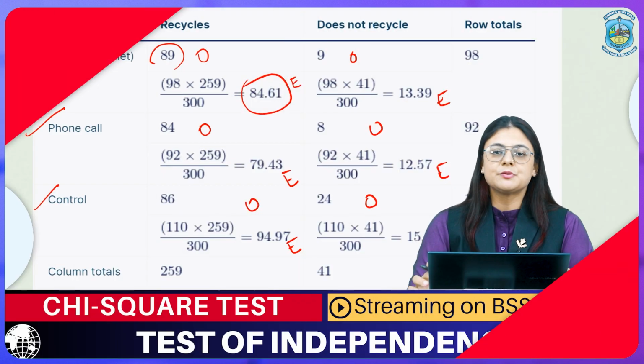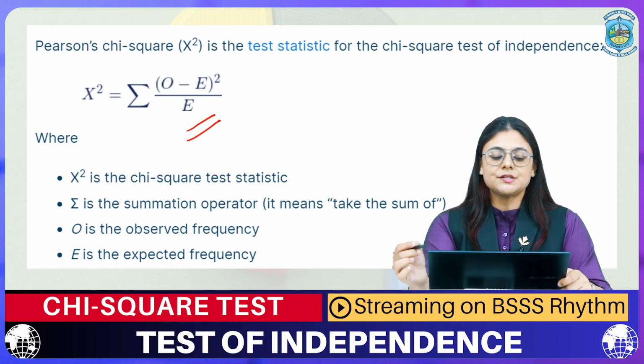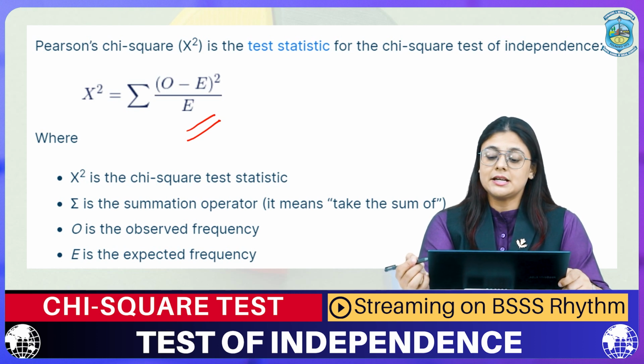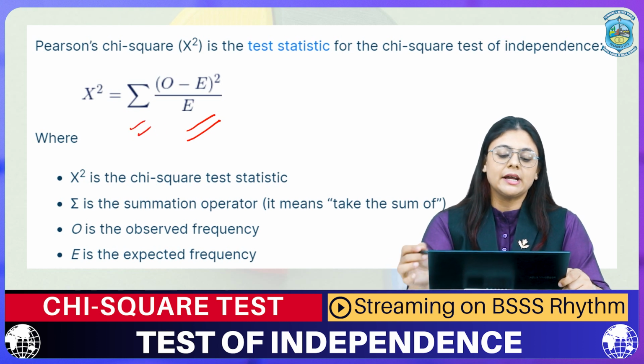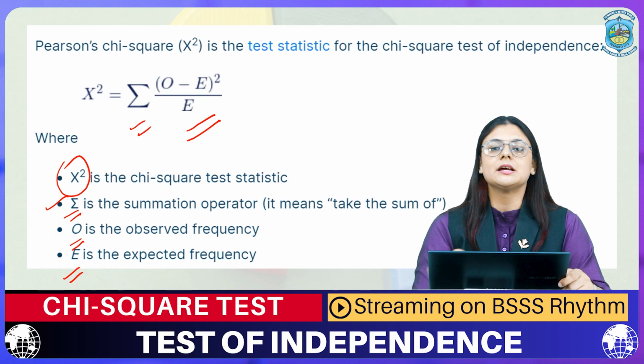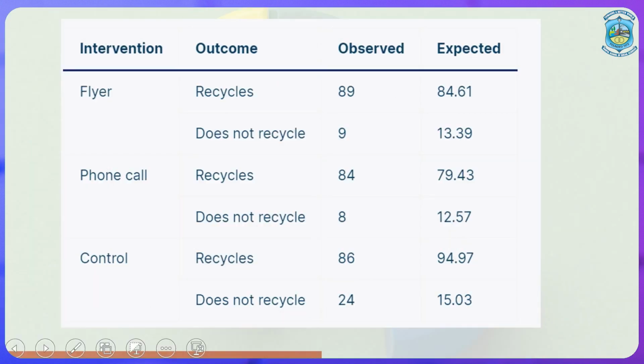Right. Let us proceed further. So, this is the formula that we have already discussed for the calculation of the chi-square test statistic. The Pearson chi-square test statistic, chi-square, is equal to the summation of (O minus E) whole squared divided by E. This is the symbol for chi-square, this is summation, O is the observed frequency and E is the expected frequency.